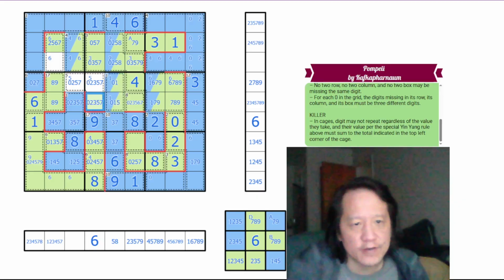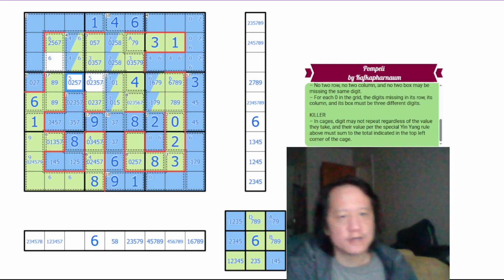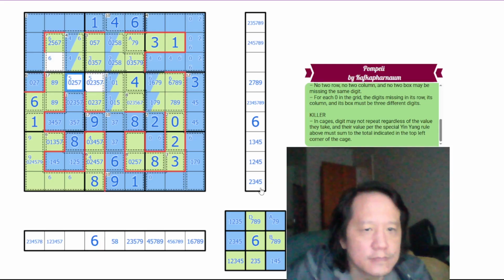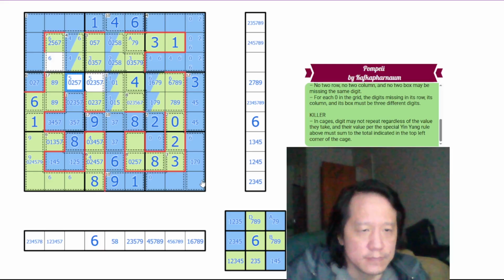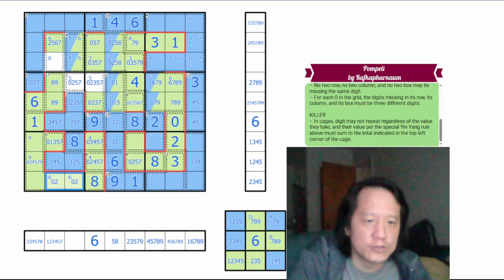This can't be 5 because one of these two is a 5. So one of these digits is a 6. What's the other digit? It has to be whatever digit is there, right? All of these digits see this cell, and this cell is an 8, which that can't be. So this must be 0, 2, 6, or 7 here.